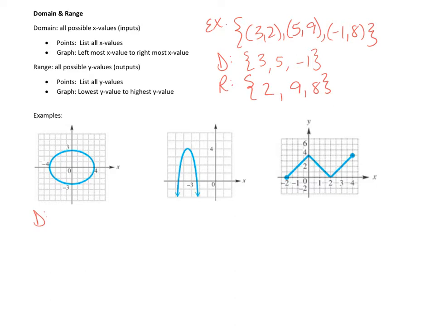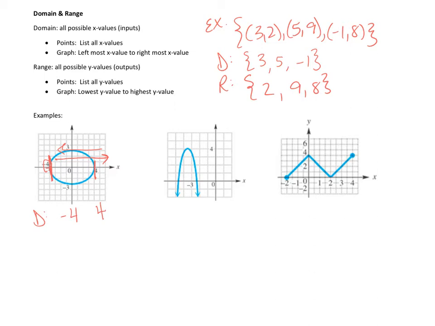Okay, so let's look at that in this first example. If I scan this graph, I go all the way over to the left. The furthest left point that I see is right here at -4. So I'm going to use a -4 there. Then as I scan this graph to the right, the furthest to the right I could go is at 4.